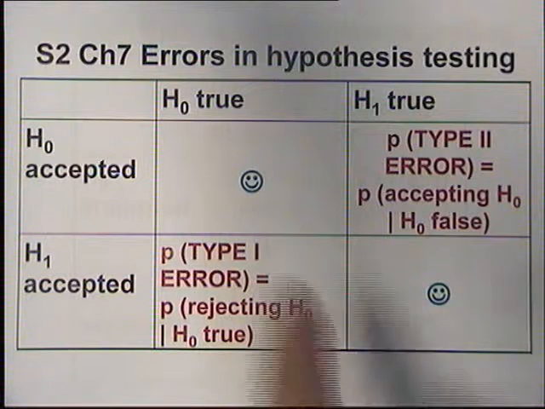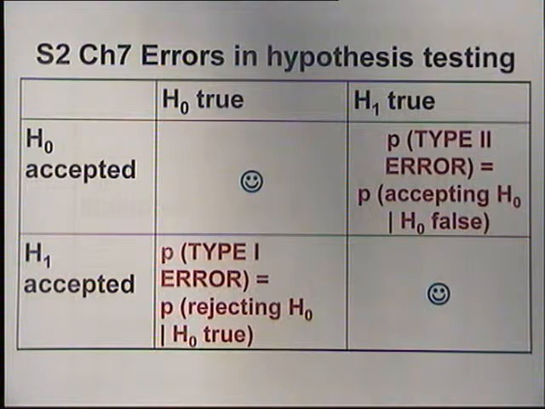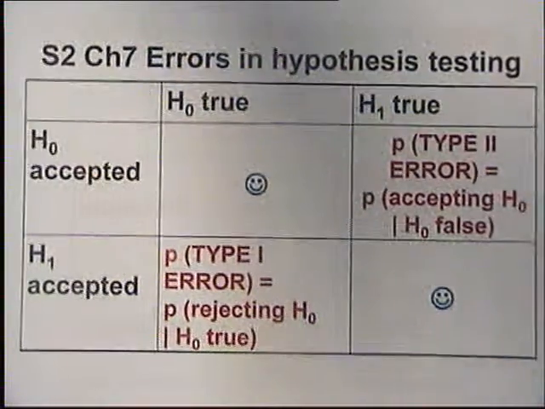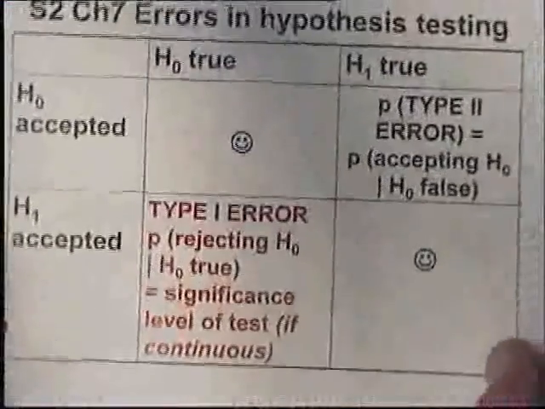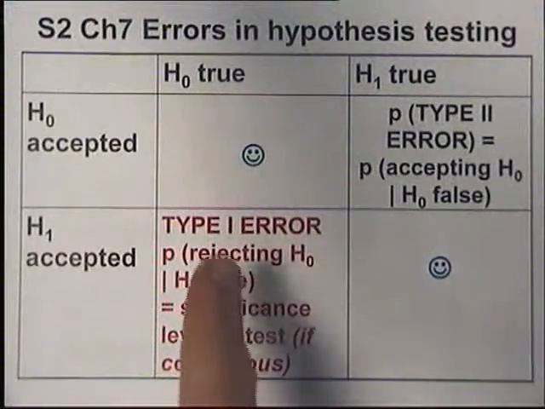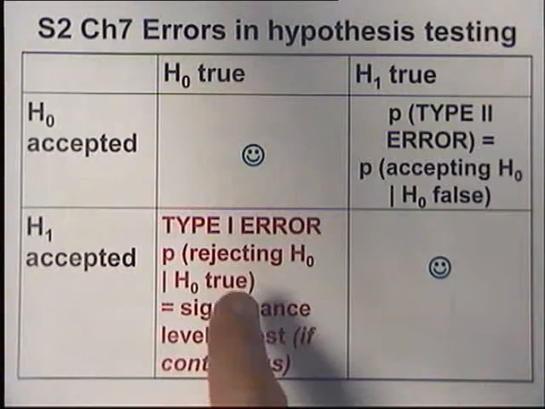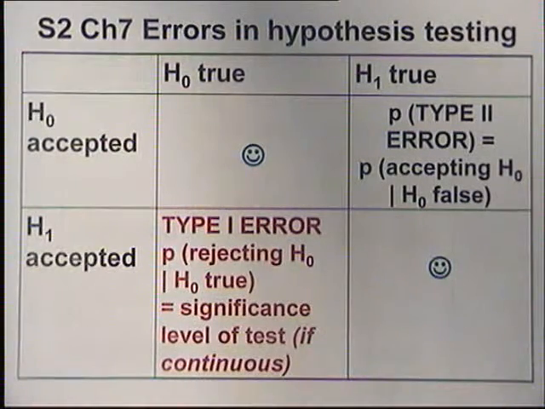So, I'm going to show you another version of that. Now again, I don't want you to write the whole table down, just a bit that's in red this time. That the probability of a type 1 error, we've written that first bit down, so it's just the bottom bit really, is exactly the same as the significance level of the test.